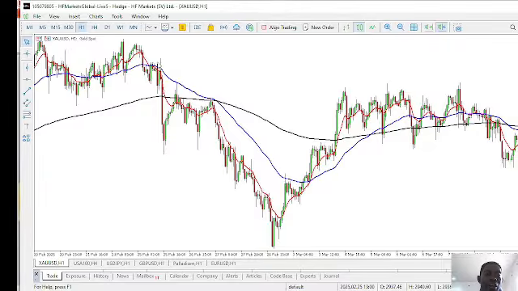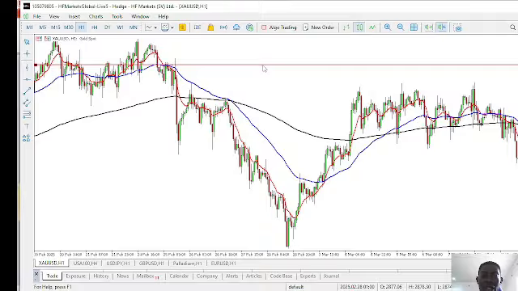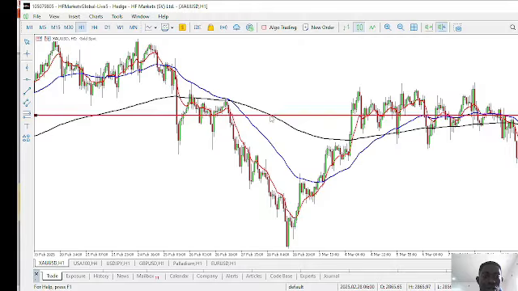So if I wait, this one crosses from up down, if I don't take that one, but I take the one when both of them cross the black line from up down, and I take my sell, definitely I'm going to be taking my sell somewhere, okay, when this one crosses, somewhere around here. If I take my entry, it will be somewhere around here.